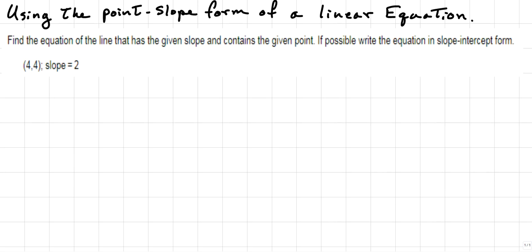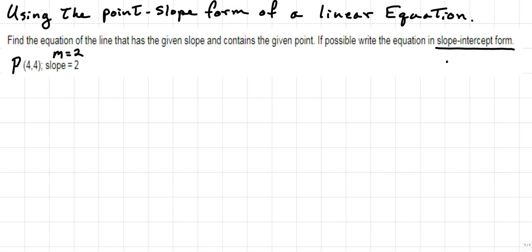Using the point-slope form of a linear equation. The problem states, find the equation of the line that has the given slope and contains the given point. If possible, write the equation in slope-intercept form. And we're given this point, and we'll call this point P, (4, 4), and we know that the slope m is equal to 2. So what we need to do is try to put it into slope-intercept form.